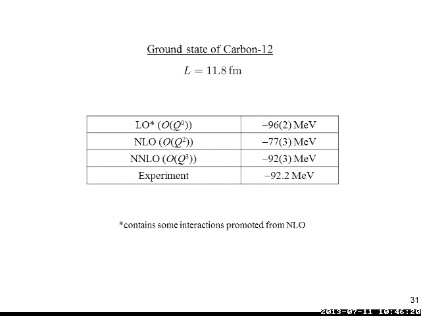So at leading order, including some of the interactions promoted from NLO, we get 96 MeV. Now, I should mention, if we did not play this game of putting the extra terms in, this number would be on the order of 130, 140 MeV overbound. That's the direction things go. But by putting those terms in, we're essentially robbing the NLO corrections of their strength and putting it up here.